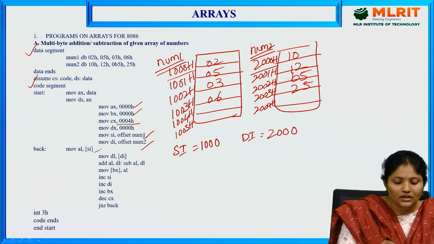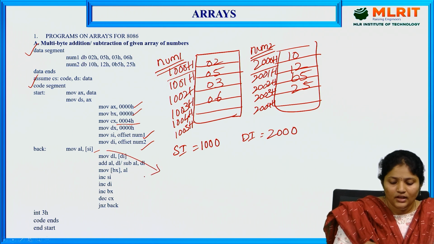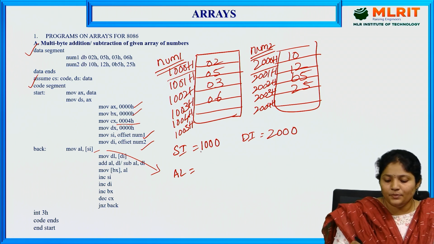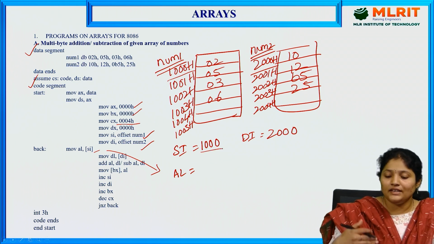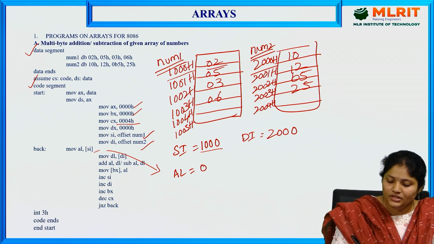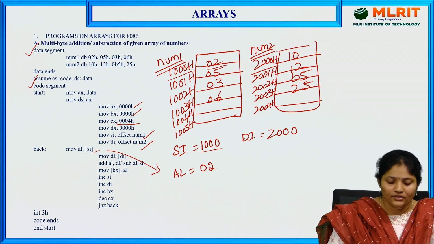Now in this instruction, the AL register is loaded with the data present at the address in the SI register. What is the address present in SI? 1000. So what is the data present in that SI location? 02. So now 02 will be moved to the AL register.